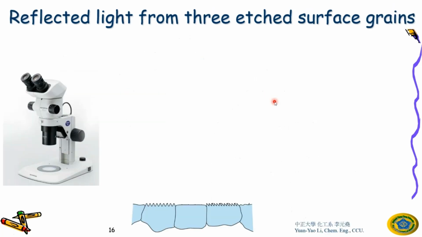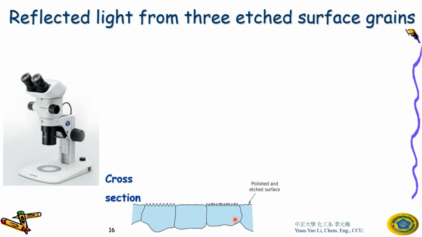Right. So reflected light, 0.5 and 1 point. Okay, 0.5. Reflecting light from the etching surface: if you have a surface like this and you use an optical microscope, what kind of picture can you get?